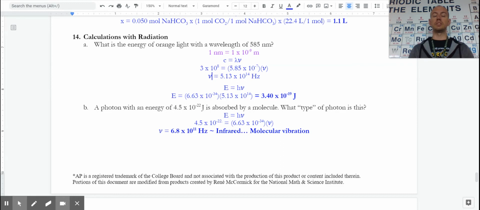So we plug these numbers in. That would be the same as 585 times 10^-9, or 5.85 times 10^-7. And then we get a frequency of 5 times 10^14. Once I plug that into the other equation, I get that many joules. And that's how many joules I would have per photon.